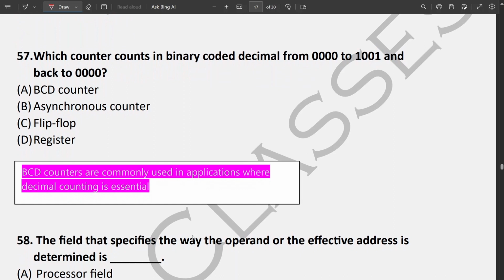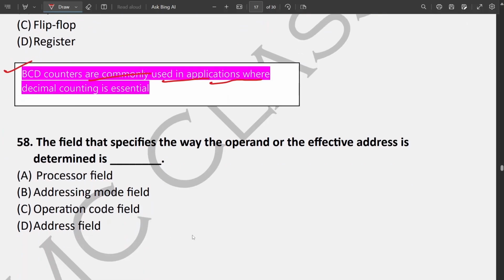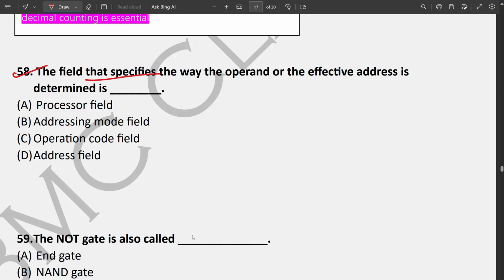Which counter counts in binary coded decimal from 0000 to 1001 and returns to 0000? You can see here, BCD counters are commonly used in applications where decimal counting is essential. So the answer will be BCD counter. Next, 58. The field that specifies the way the operand or the effective address is determined is the address mode field. Option number B is correct.